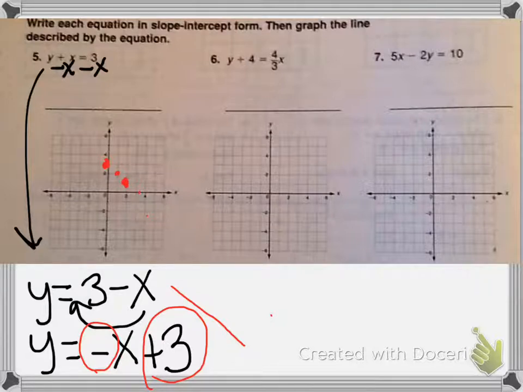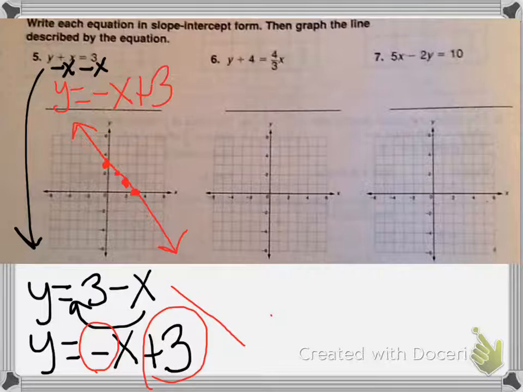Then we go down to 0, over to 3. Now I have 4 points. I'm just going to connect them. Draw an arrow on that end, draw an arrow on that end. I've now graphed it. My equation is y equals -x plus 3.